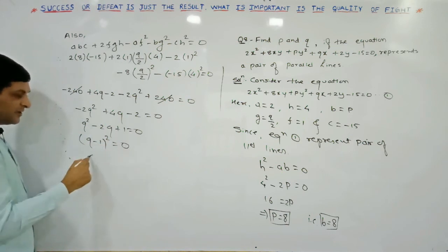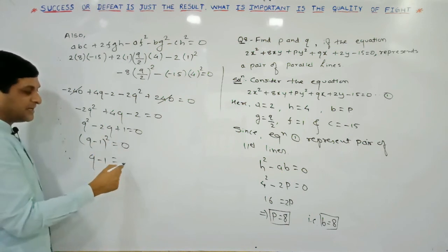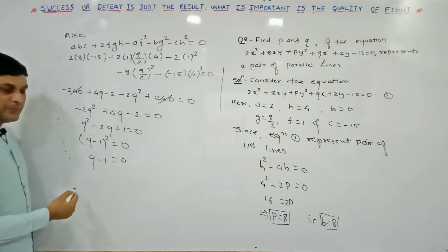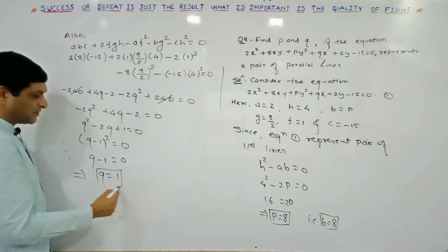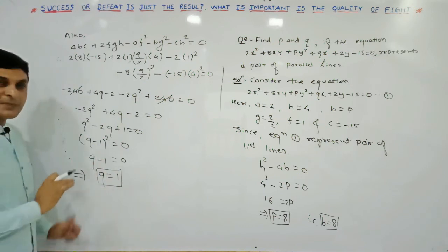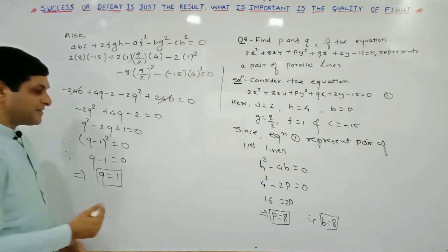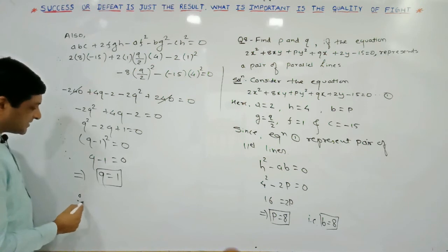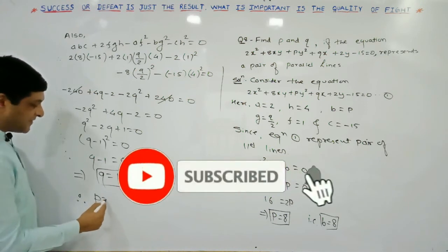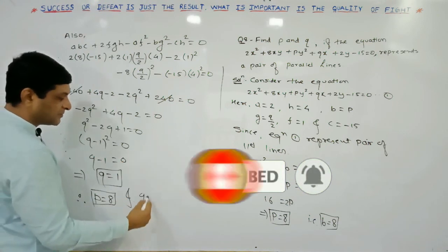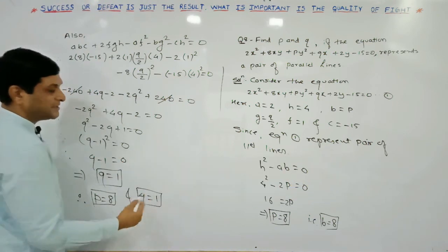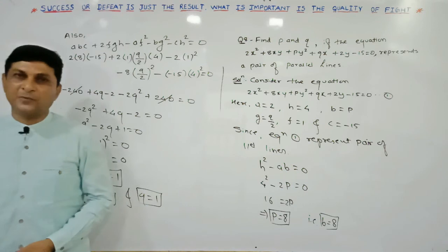If we are taking square root on both sides, here square will get eliminated and square root of 0 will be equal to 0, which implies that q is equal to what? Minus 1 on this side will become plus 1. In this way we have got our second required value. So therefore we can say that p is equal to, what is the value of p we have got here? 8. And q is equal to what? 1. In this way we have got both our required values.